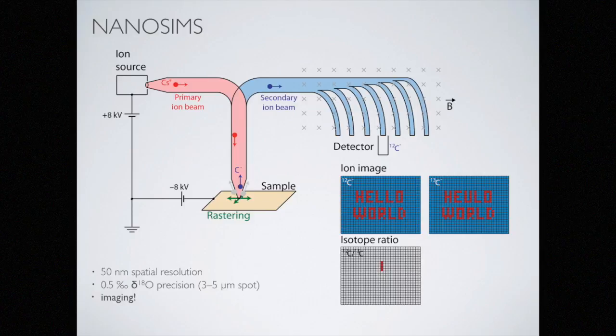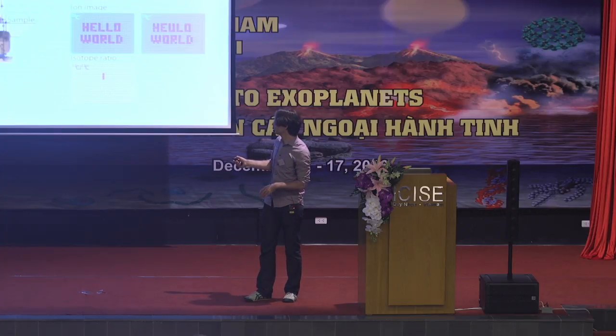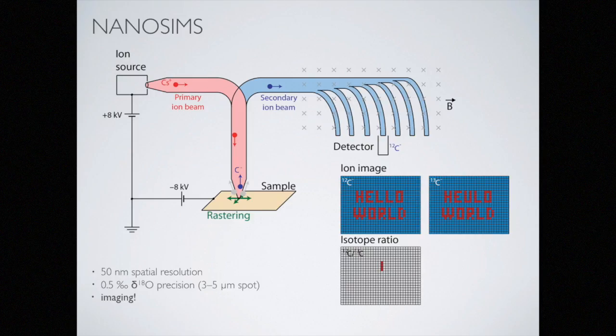That means we have a primary ion, which in this case is cesium, that hits a sample and sputters away the surface, generating secondary ions, which go through a magnetic field, standard mass spectroscopy, and you can separate by mass-to-charge ratio. The unique thing, the nano part in the NanoSIMS, is that we can focus our beam down to a few hundred, and at best 50 nanometers of spatial resolution.